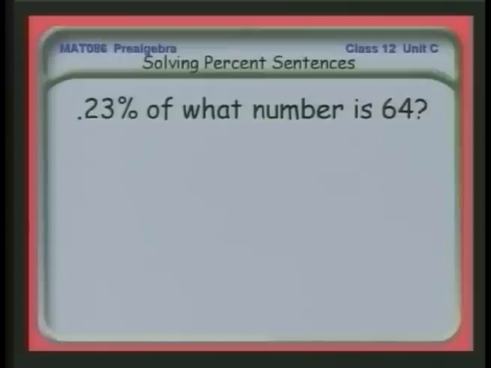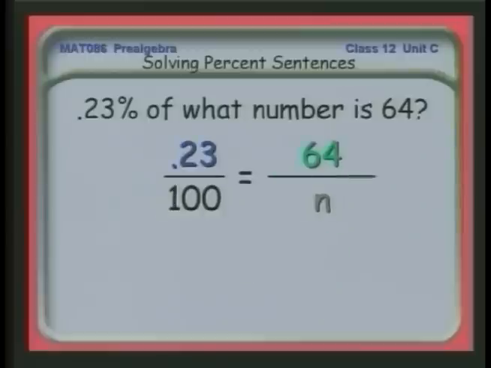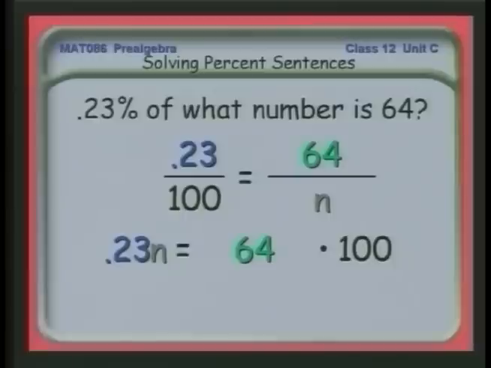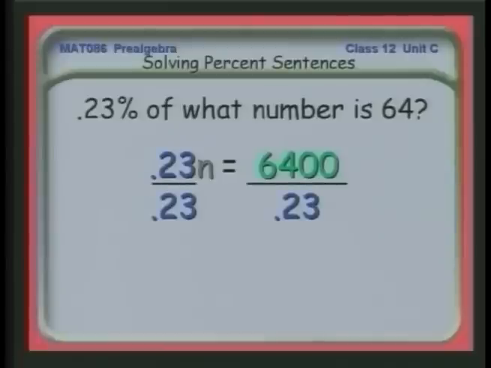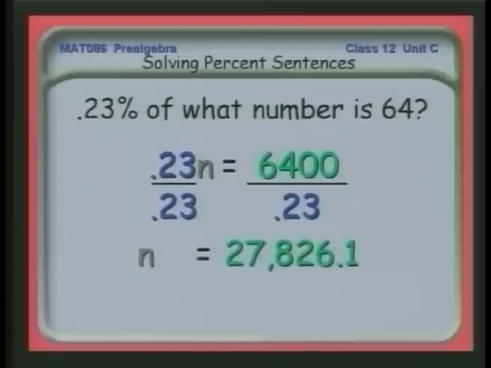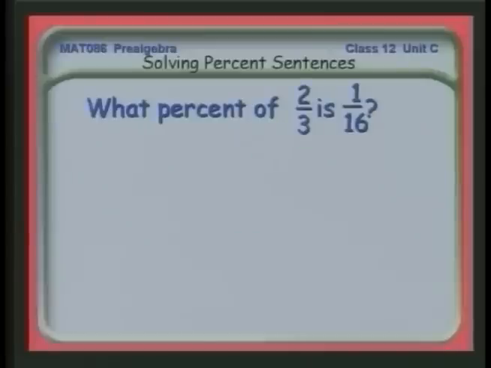0.23% of what number is 64? By the rules, 0.23, notice it's not 23%, it's 0.23% equals 64 over the whole thing, which we'll call n. When we cross multiply this, we get 0.23n is equal to 64 times 100, or 0.23n is equal to 6,400. Next, we divide both sides by 0.23. When we do the math now, probably using our calculator, what we find is that our final result, the whole thing, is 27,826.1, rounding it off. Or we can state this as 0.23% of 27,826.1 is 64.